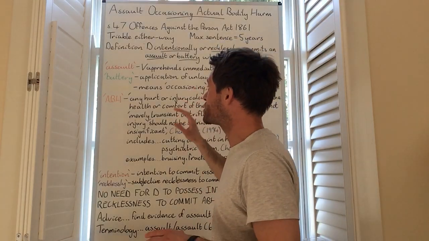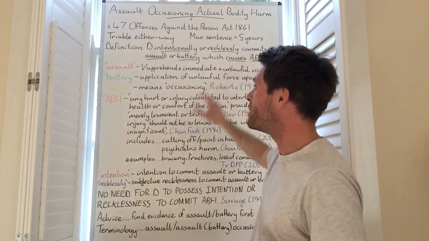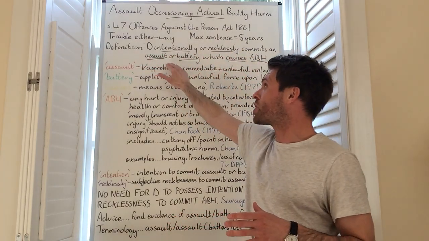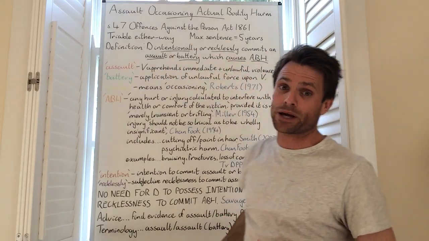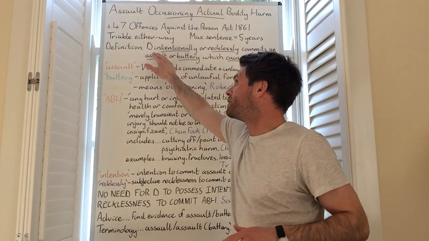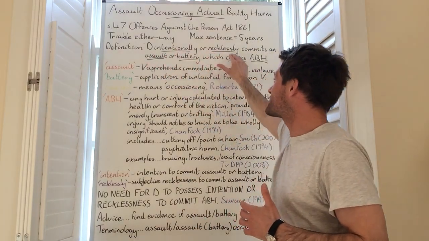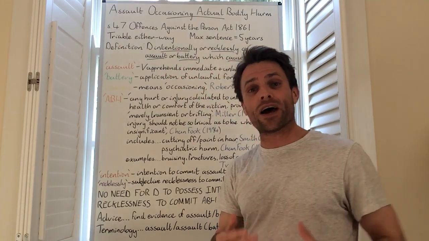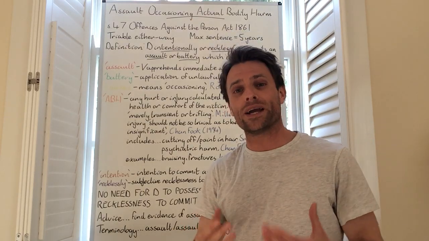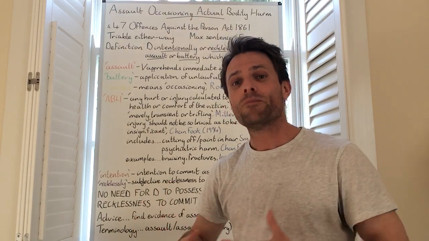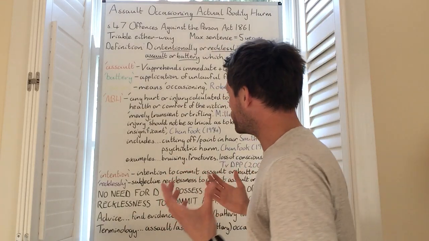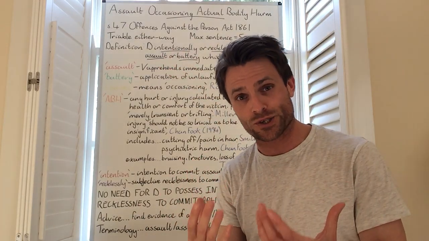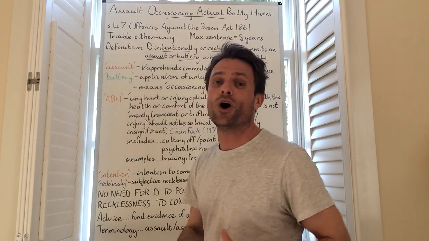In terms of a definition, assault occasioning actual bodily harm is where the defendant intentionally or recklessly commits an assault or battery which causes ABH. I'll say that again. It is where the defendant intentionally or recklessly commits an assault or battery which causes ABH. As ever, in order to fully understand this offence, we need to look at its practical application by analysing case law. We'll look at each element, each key word, by looking at the Actus reus to begin with, and it starts with the word assault.